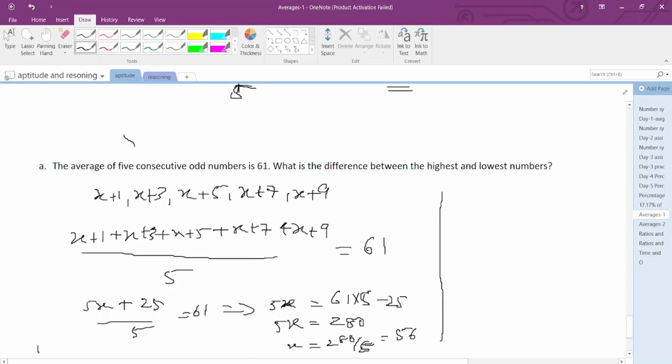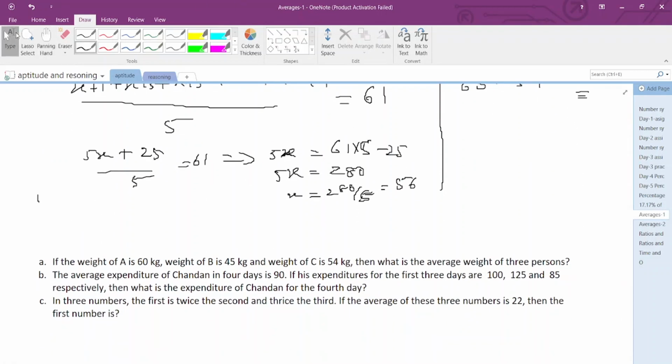Here we got the x value. But what is he asking? Now that we have the x value, just substitute x in the consecutive odd numbers we took: x plus 1, x plus 3, x plus 5, x plus 7, x plus 9, right? So substitute x in that. x plus 1 means 57, 56 plus 3 is 59, then 61, 63 and 65. So what did he ask now? Find the difference between the highest and lowest numbers. The highest number is 65, the lowest number is 57. Difference means subtract. Once you do the difference, 65 minus 57 is equal to 8, right? Answer is 8. So in this way you have to solve these questions.